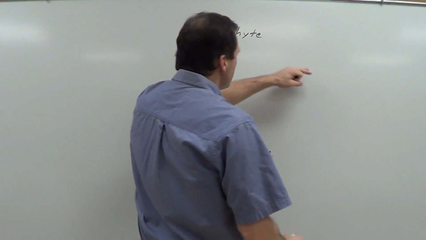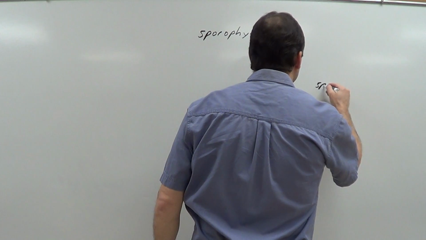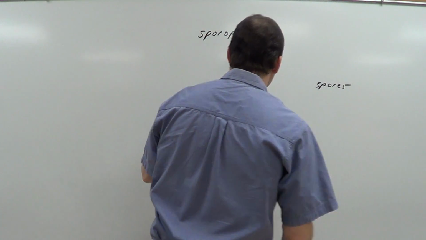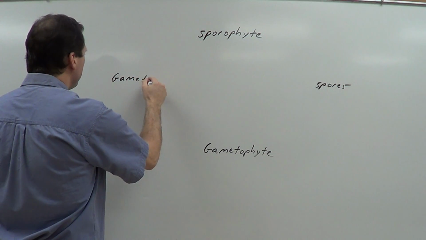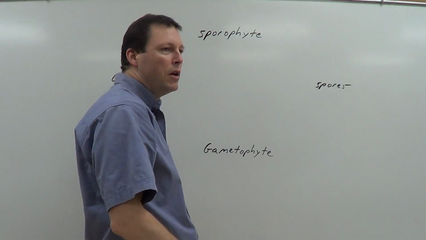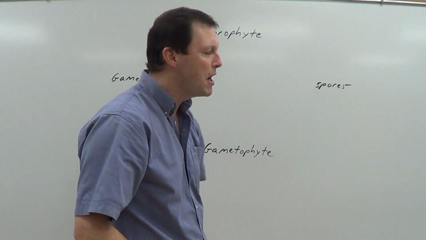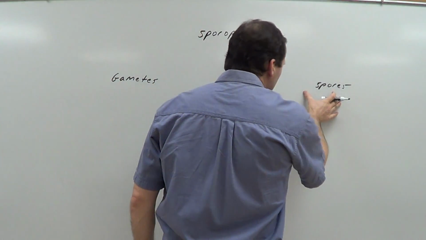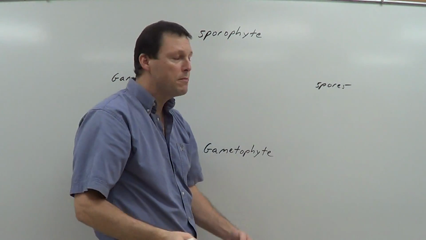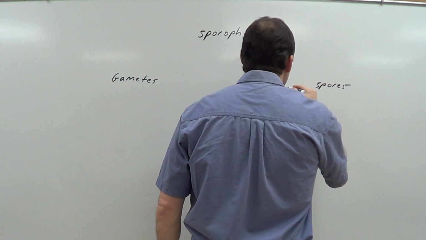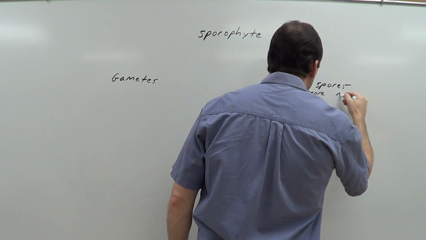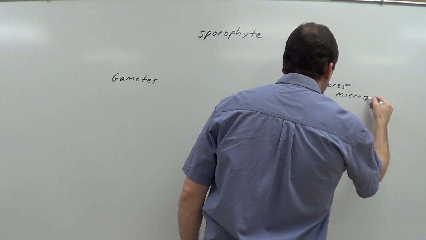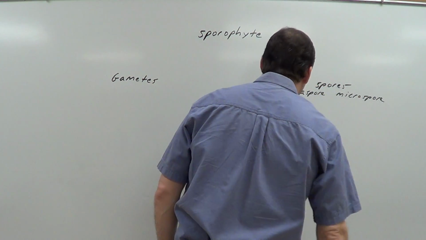Now the sporophyte is going to produce spores, and the gametophyte is going to produce gametes. That's our first layer. Let's go ahead and add some additional information to this. And we're going to produce two types of spores, just like we did with gymnosperms. We're going to produce a megaspore and a microspore, which would be the male spore.